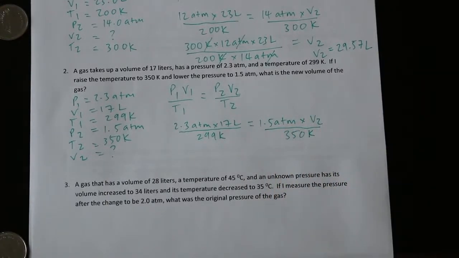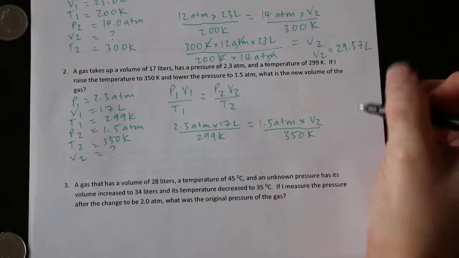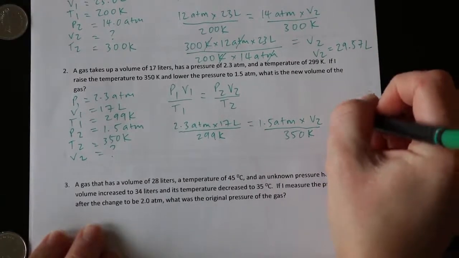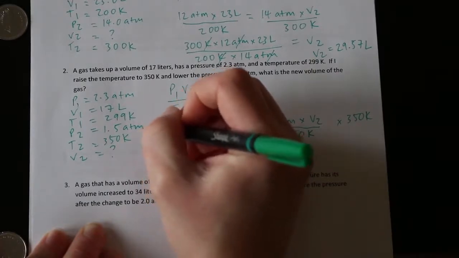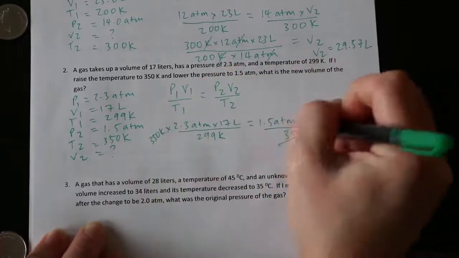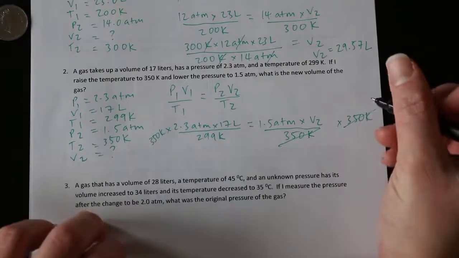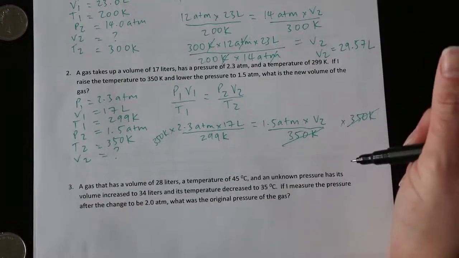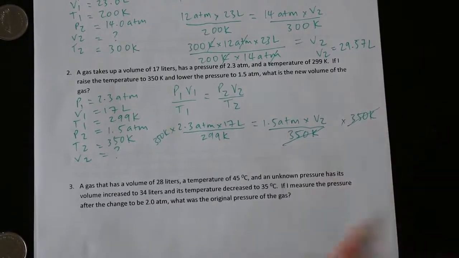Okay, so again, if you want to do the math all in one step, you can, but I'm just going to show it step by step this time. So you're going to get V2 by itself. We're first going to multiply both sides by 350 Kelvin. So 350 Kelvin cancels with that. And then we're going to divide each side by 1.5 atmospheres as well, but we'll show that in the second step.